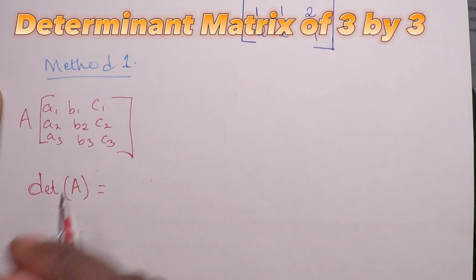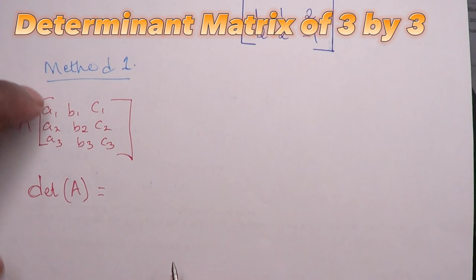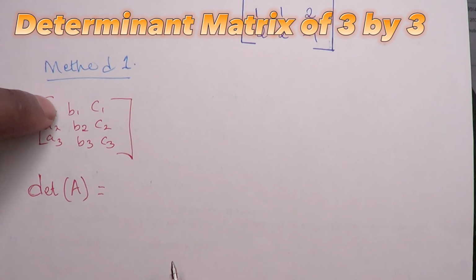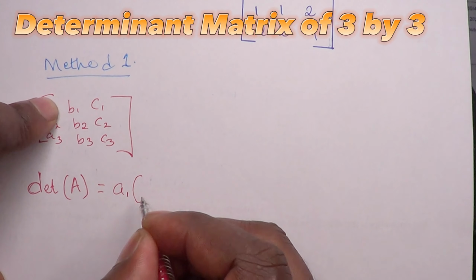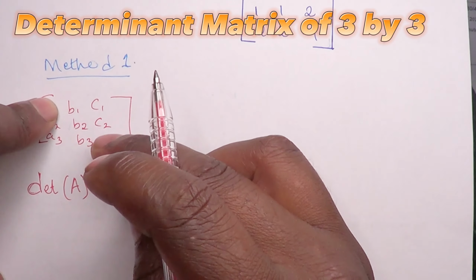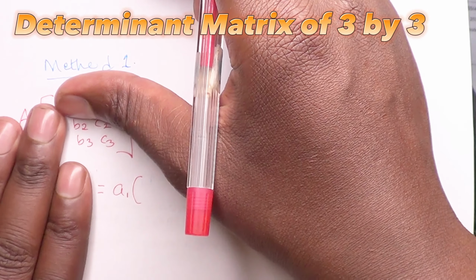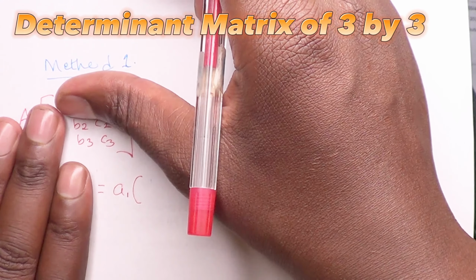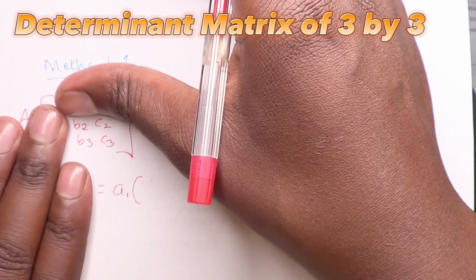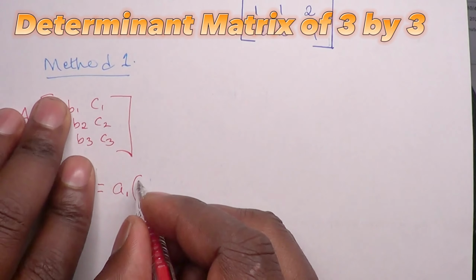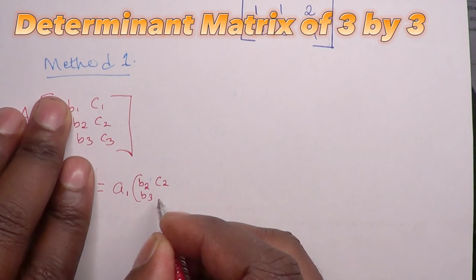Now, remember at this point, we take A this side here. When we take this A1, we multiply by the minor of this side, because we cover the column and we cover the row here. Now we remain with B2, C2, B3 and C3. So it will be B2, C2, B3, C3.